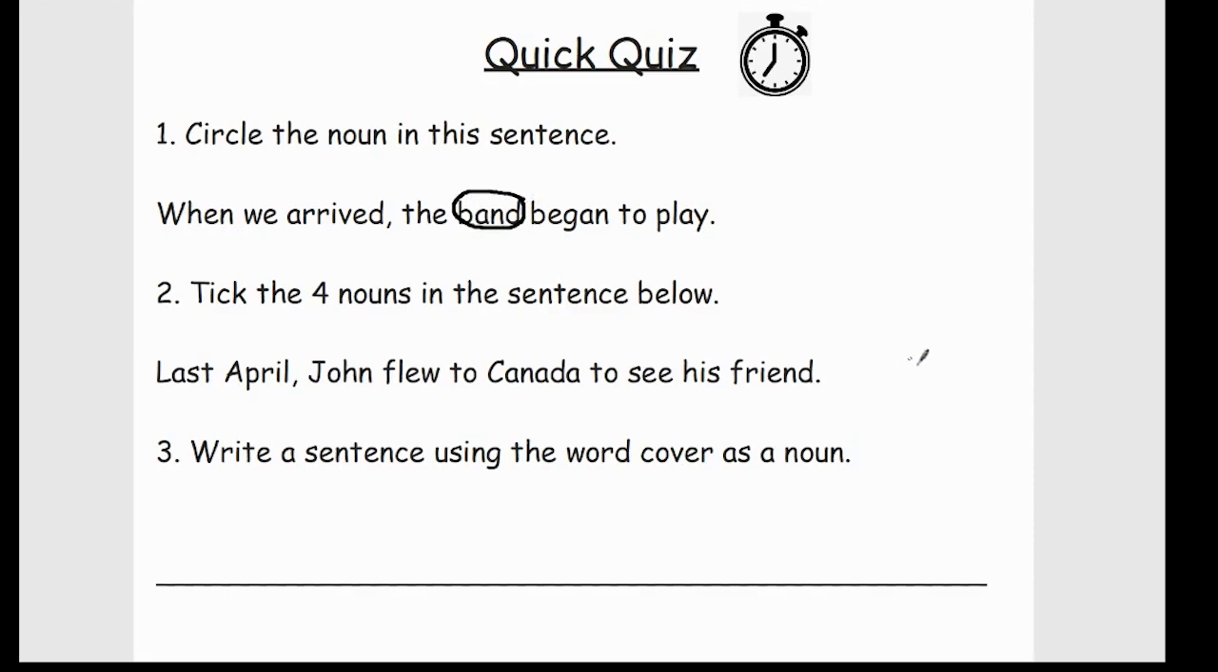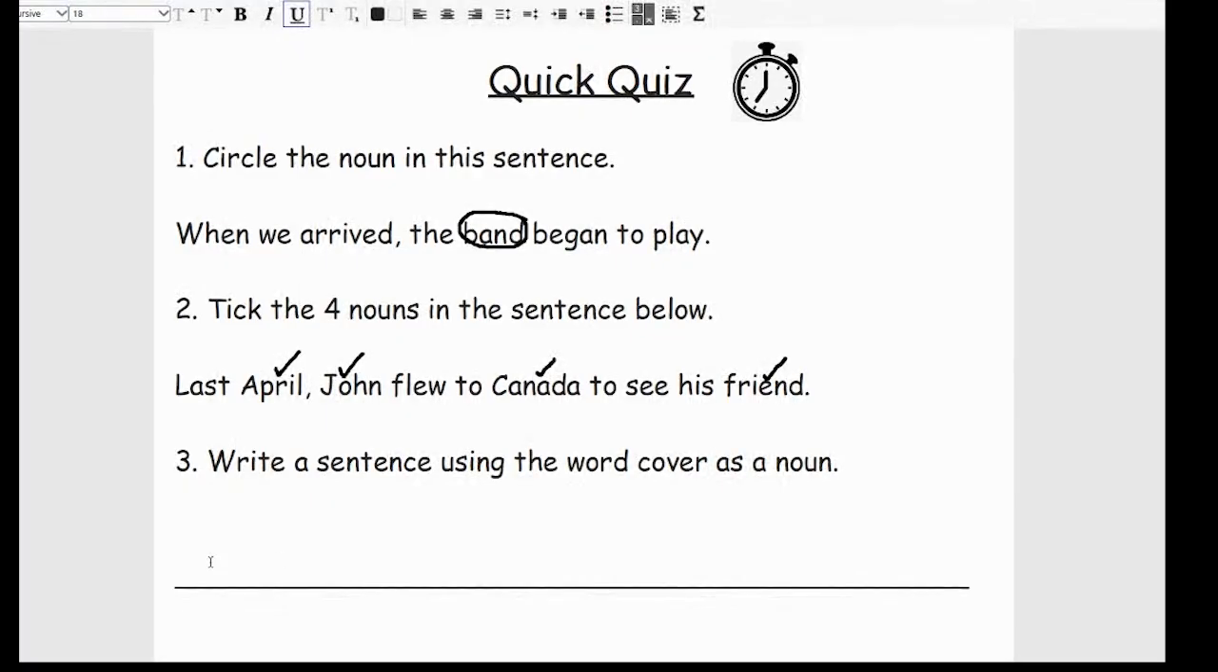Number 2, tick the 4 nouns in the sentence below. Last April, John flew to Canada to see his friend. So what I know about nouns: April is a noun, John is a noun, Canada is a noun, and friend is also a noun.